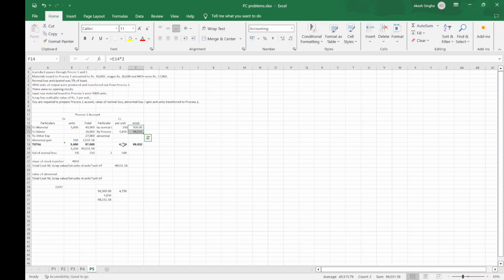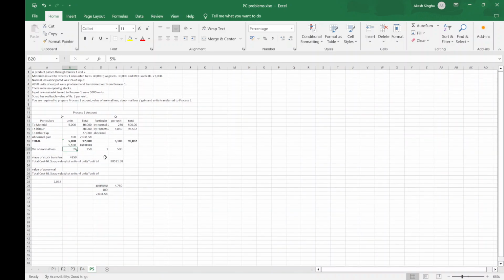It will be adding up to 5100. So 100 extra. For the 100 extra, we can just remove this value to 100 and 2031 will be there. So for 100, 2031 will be here. Okay. And after that, we can again write the total as 5100, and the total will be matching now. So the value of normal loss is equal to 5%.